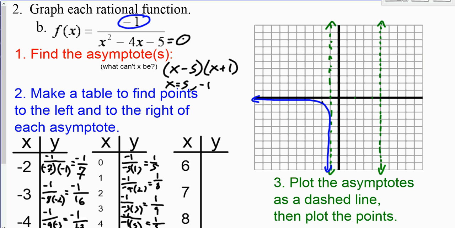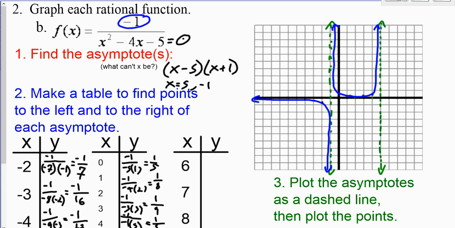Okay, so at 0, I have a value of 1/5. At 1, I'm 1/8, 1/9, even smaller. Then it kind of goes up, and it goes up there. So what I'm going to do is, as they get closer to the asymptote, it's going to go to infinity. And this one's going to go up to infinity as well. And I have that shape graph there. So what happens to the right of my asymptote?